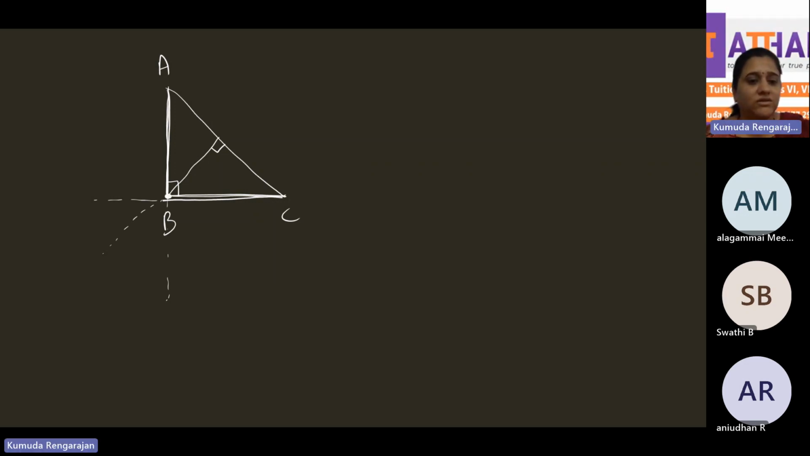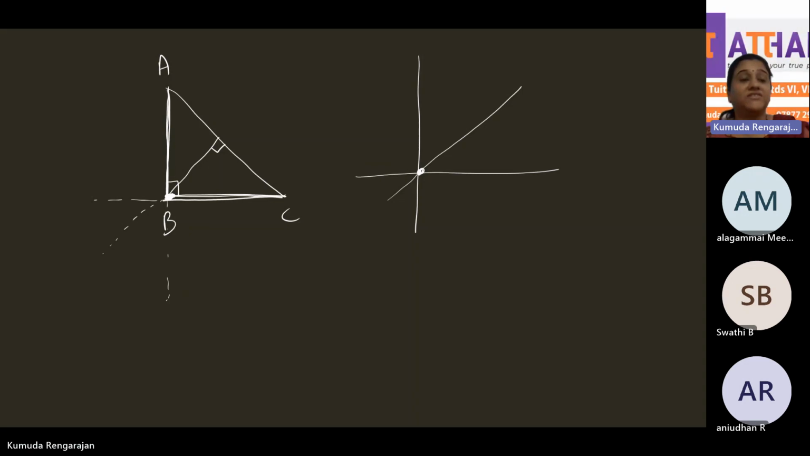So can you see they meet here? AB, BC, and the other altitude. They meet here, right? So this is the orthocenter. B is the orthocenter.